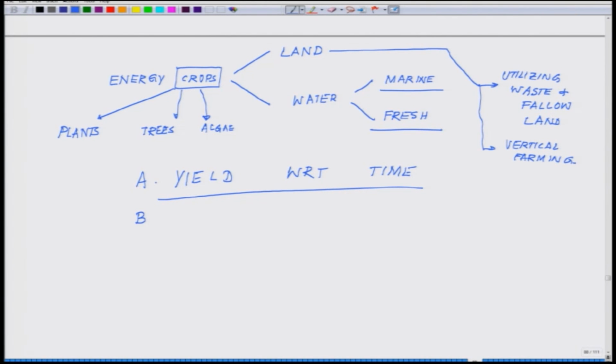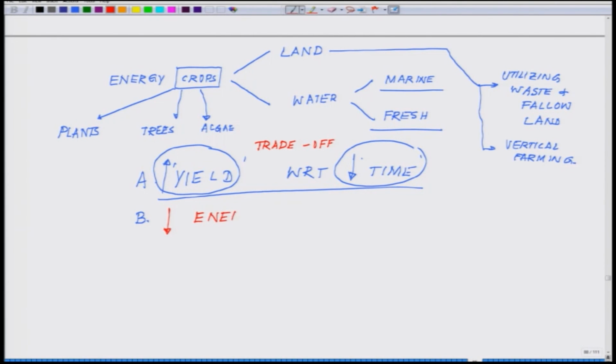Second, point B out here. Of course, we will look for maximum yield with respect to time with the shortest time. Okay. This is very critical. So, there is always a trade off between these two. Second thing, reduction in energy input to produce.